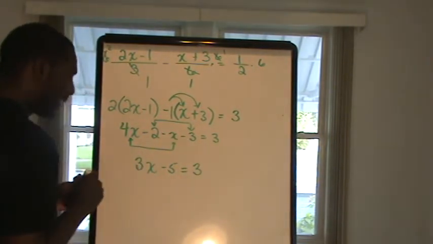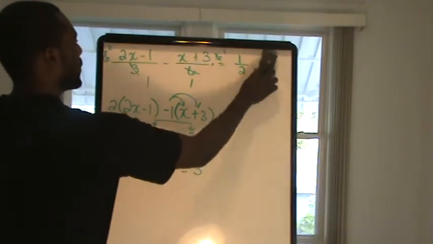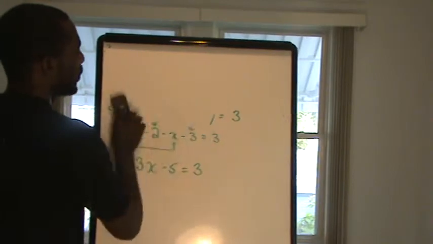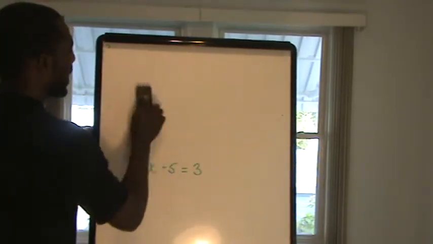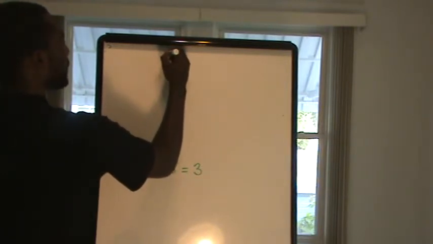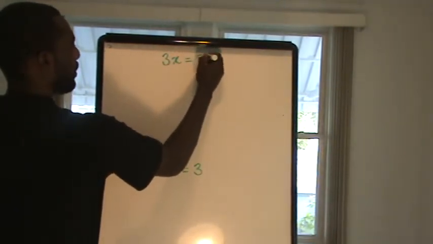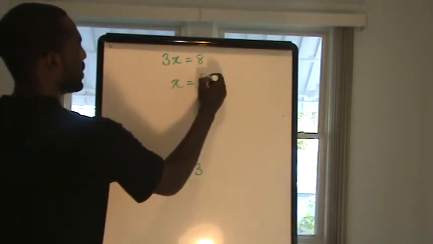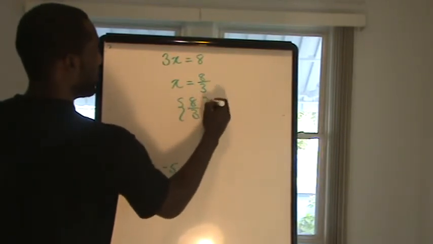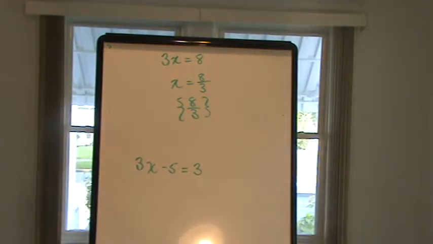And so now we're at the classic two-step, where the first thing we want to do is add 5 to both sides. Once we add 5 to both sides, we'll see that our equation now is 3x is equal to 8. Divide both sides by 3, and x is equal to 8/3. As a solution set with braces, x is equal to 8/3.